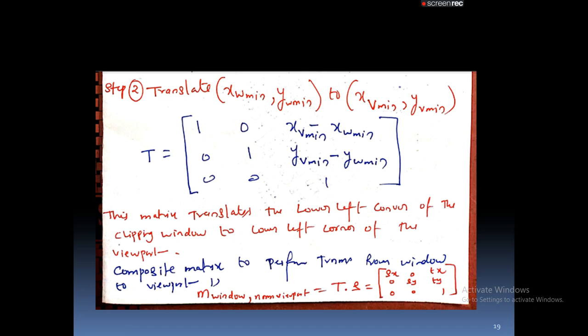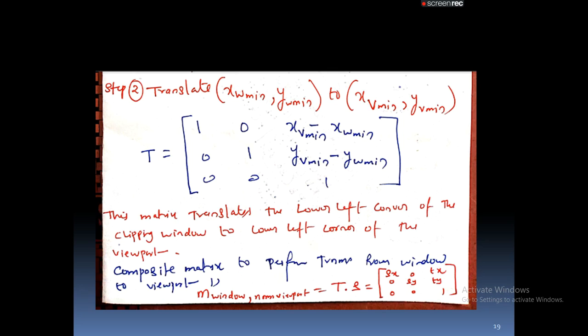So this is the translation matrix we need to translate the origin of the clipping window to the origin of the viewport, meaning both coincide with each other. The origin of the clipping window coincides with the origin of the viewport. This matrix translates the lower left corner of the clipping window to the lower left corner of the viewport. The relative position of both windows should be the same.